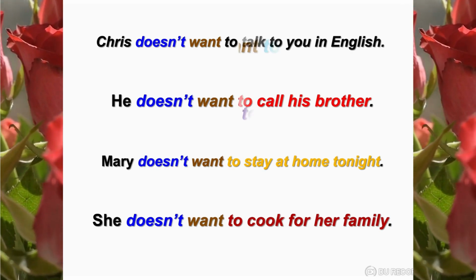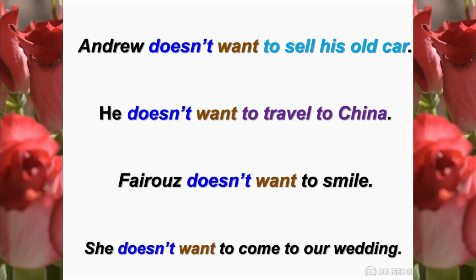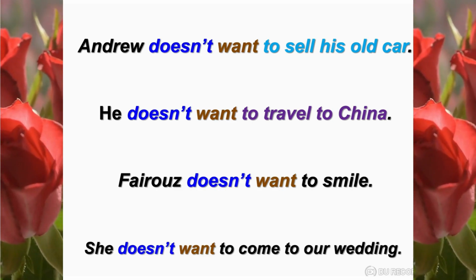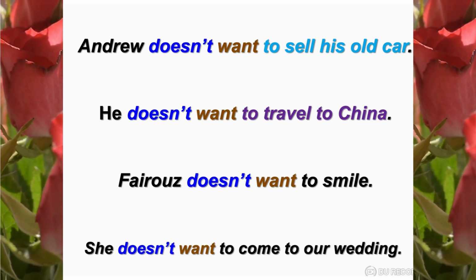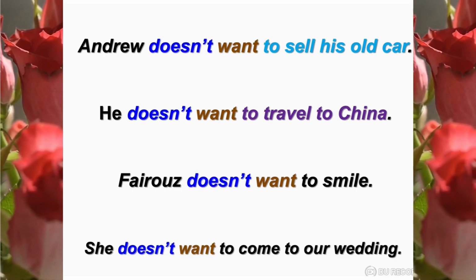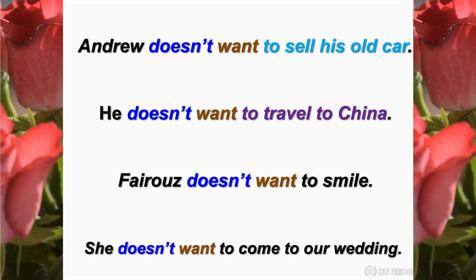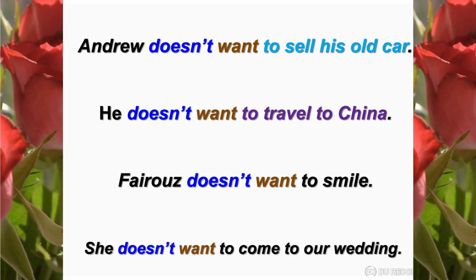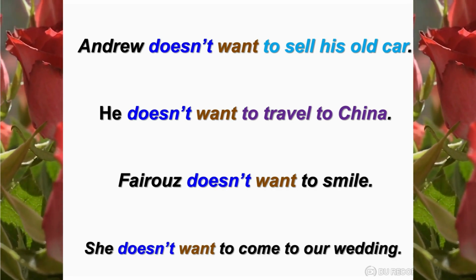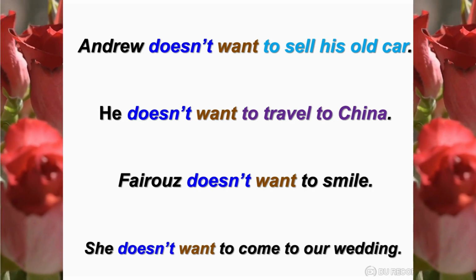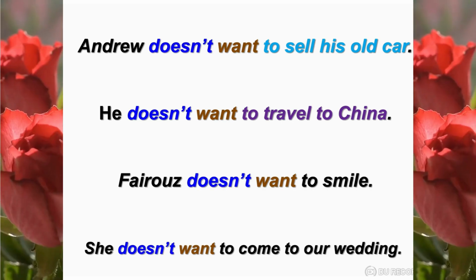Let's see more examples. Andrew doesn't want to sell his old car. He doesn't want to travel to China. Feiruz doesn't want to smile. She doesn't want to come to our wedding. We notice with Andrew, he, Feiruz, she, the verb is without S because it's with doesn't.